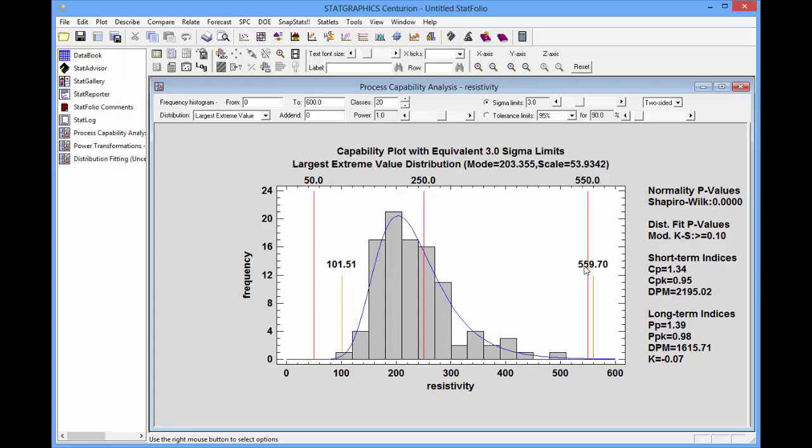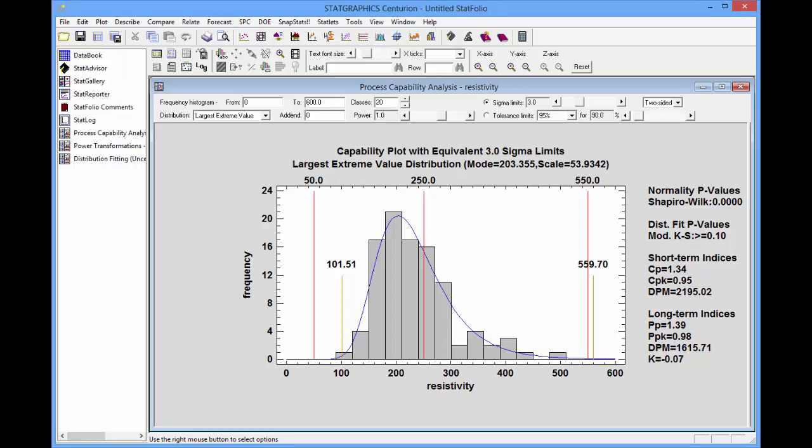The equivalent 3 sigma limits are located at 101.51 and 559.7. The lower 3 sigma limit is well within the spec, although the upper 3 sigma limit does sneak a little bit outside. You can also see modifications to the short-term and long-term capability indices, including the defects per million.